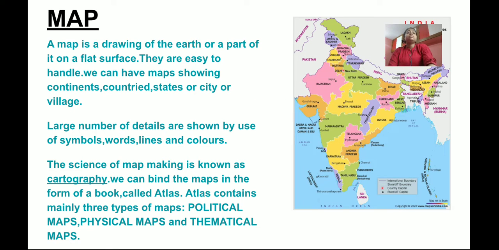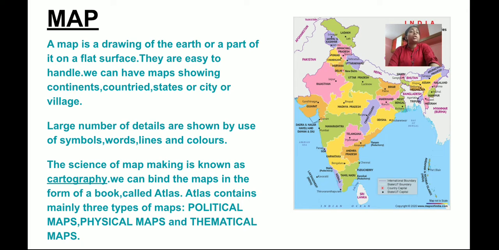So what is a map? A map is a drawing of the earth or a part of it on a flat surface. A map has 2 dimensions: length and breadth. Its surface is smooth, so it is easy to handle. You can fold it or carry it anywhere.